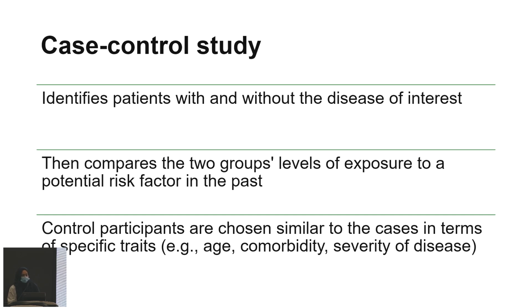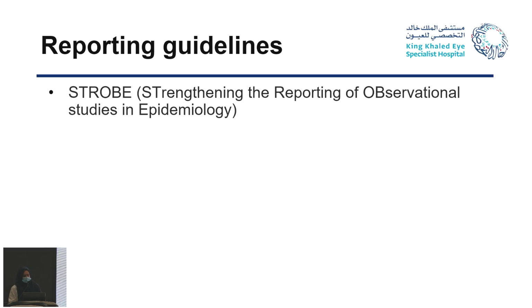The control participants are chosen to be similar to the cases in terms of specific traits, for example, age, comorbidity, and severity of disease. As for the reporting guidelines, as requested by some journals, it follows STROBE, which is a 22-item checklist. You can find it online.